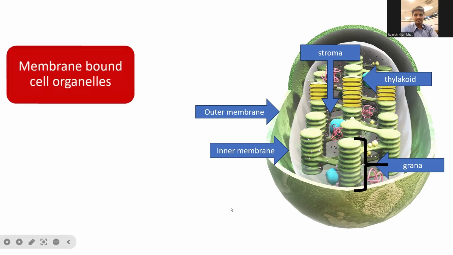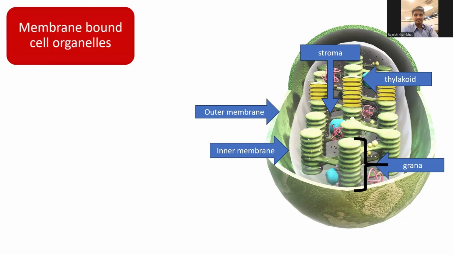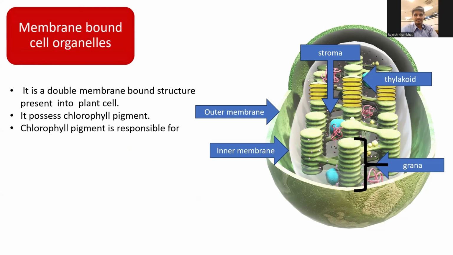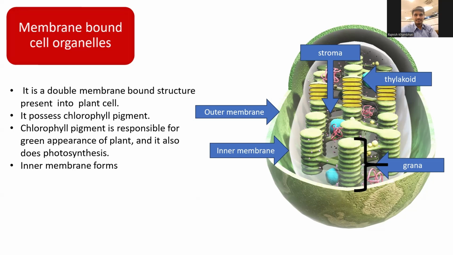So this is the structure of chloroplast. It is also a membrane bound structure. You can see there are two membranes, outer membrane and inner membrane. So the first line goes: double membrane bound structure present exclusively in plants. It possesses chlorophyll pigment. What is its main function? It is a plastid, it will store chlorophyll pigment. And chlorophyll pigment is responsible for the green appearance of the plant, and it's also responsible for photosynthesis. It will help the plant make food.